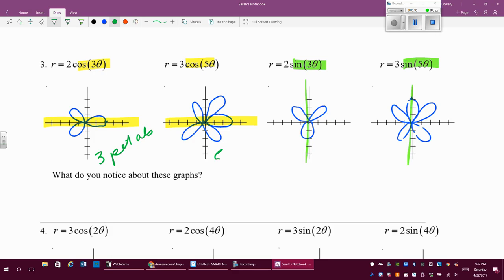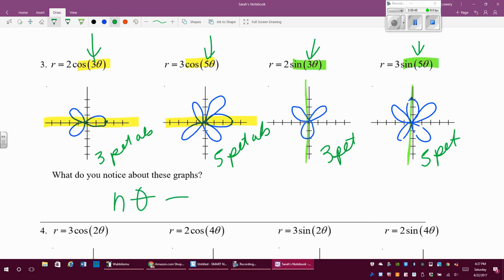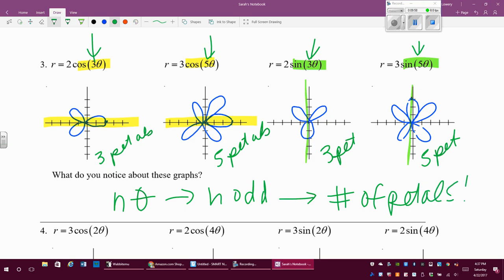The second one has 5 petals. 3 petals and 5 petals. So basically this number right here actually tells me the number of petals. So anytime you have n theta where n is odd, that is the number of petals, okay?